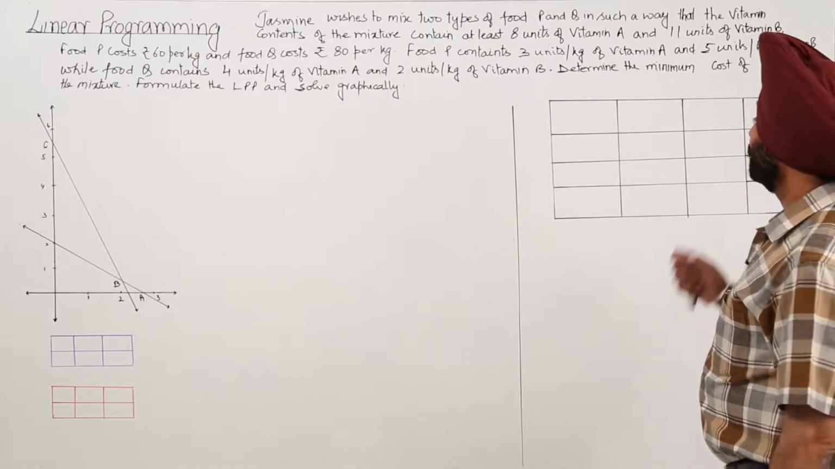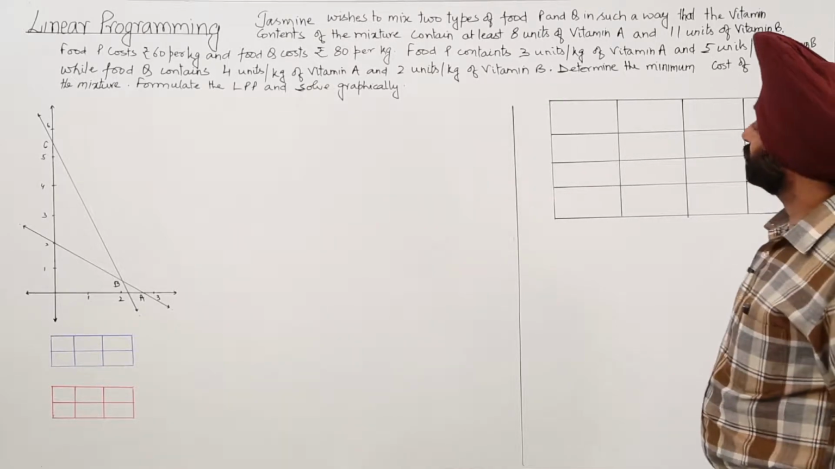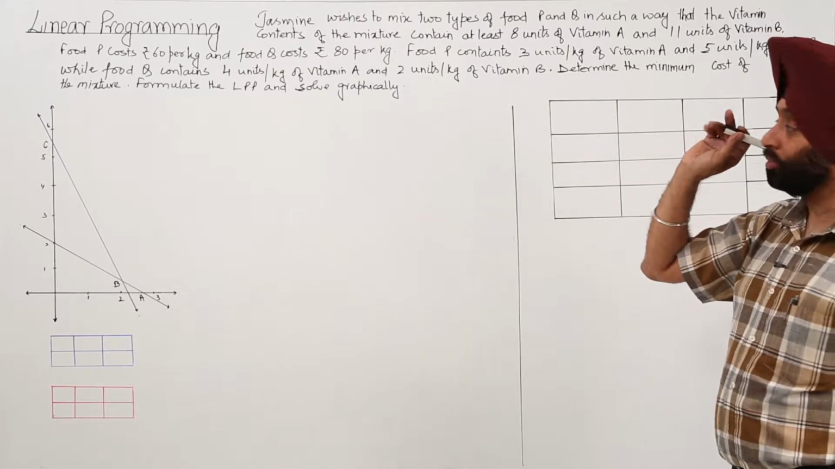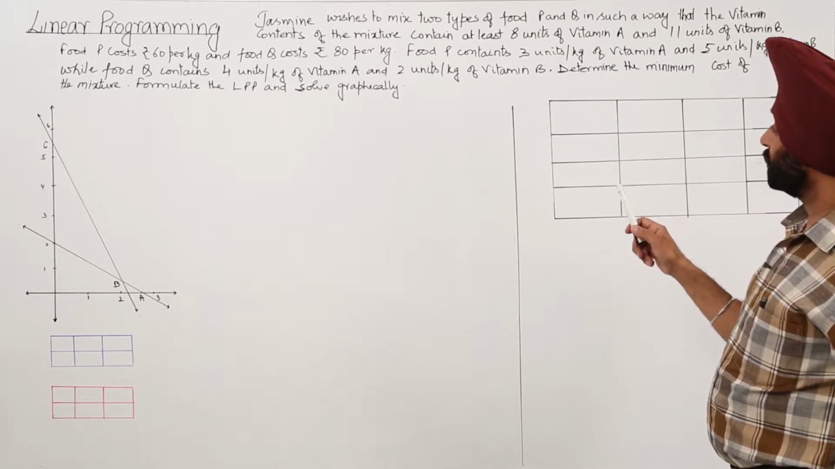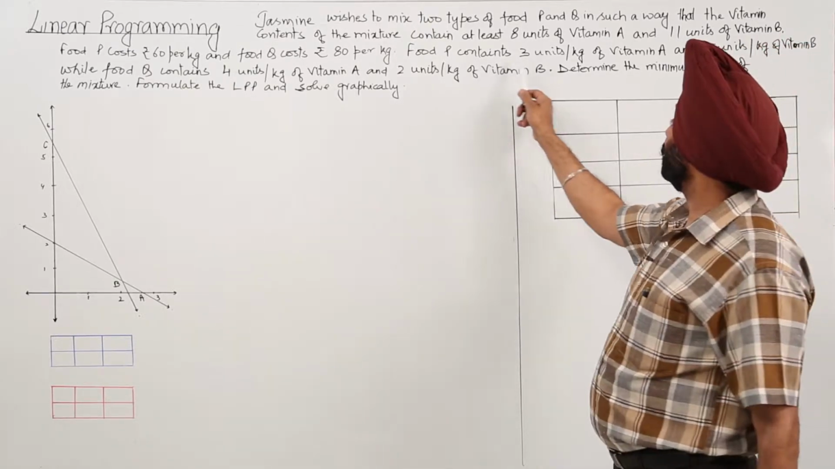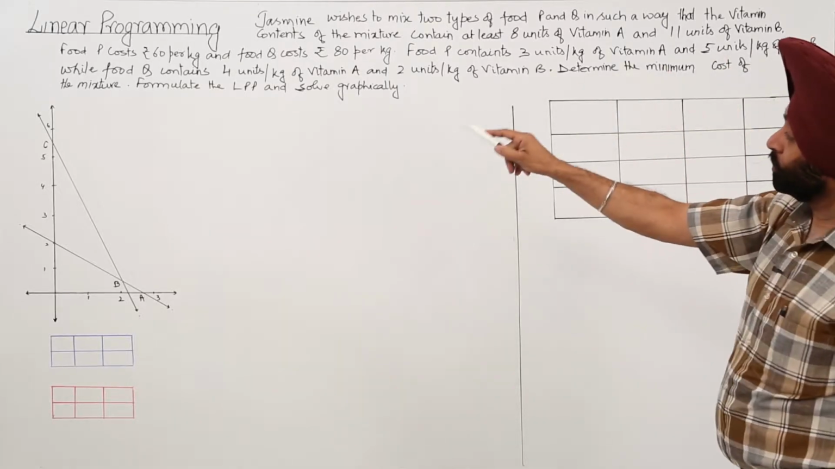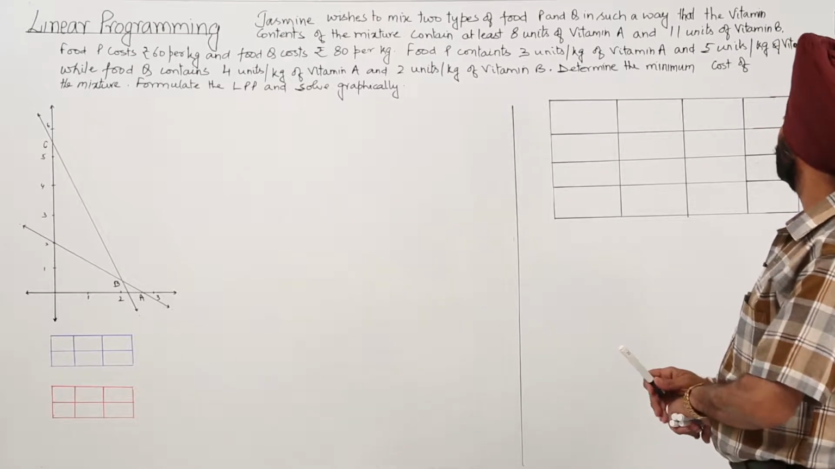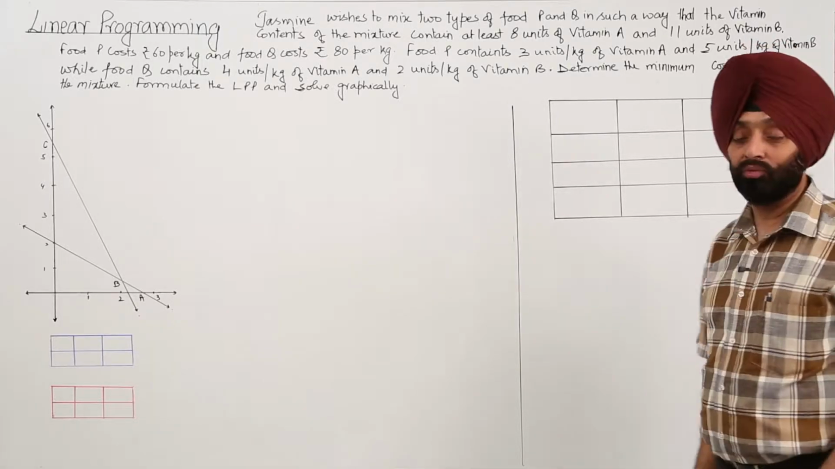Now the question is, Jasmine wishes to mix two types of foods P and Q in such a way that the mixture contains at least 8 units of vitamin A and 11 units of vitamin B. First thing. Now, food P costs rupees 60 per kilogram and food Q costs rupees 80 per kilogram. Second thing. Now, food P contains 3 units per kilogram of vitamin A and 5 units per kilogram of vitamin B, while food Q contains 4 units per kilogram of vitamin A and 2 units per kilogram of vitamin B. Determine the minimum cost of the mixture, formulate the LPP and solve it graphically.